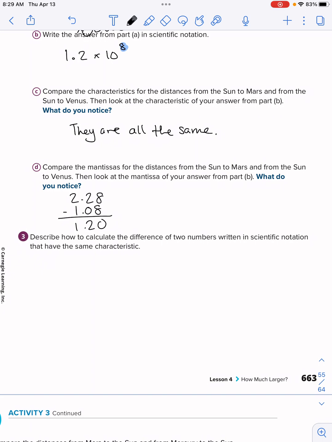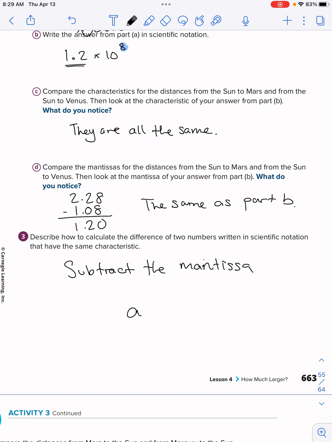So that's exactly the same as what we got over here. 1.2 is the same thing as 1.20. We're just going to say the same mantissa as part B, as listed in part B. And then 3, compare how to calculate the difference of two numbers written in scientific notation that have the same characteristic. Pretty much, to subtract two numbers written in scientific notation with the same characteristic, we just subtract the mantissa.